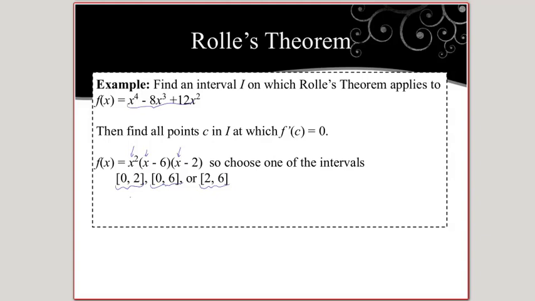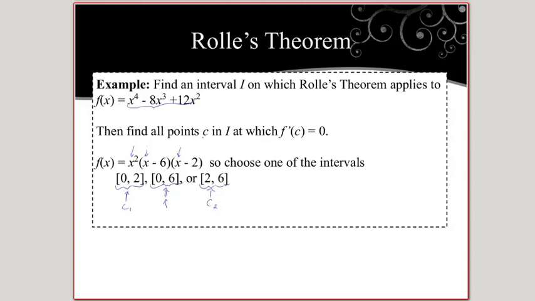So that means there must be some value between 0 and 2, there must be some value between 0 and 6, there must be some value between 2 and 6 where the derivative is 0. And it could be that the value between 0 and 2 is the same as the value between 0 and 6. But we know that this value between 0 and 2 must be different than this value between 2 and 6, because they're disjointed intervals. So really, between 0 and 6, there must be two different c's that will give us a derivative of 0.